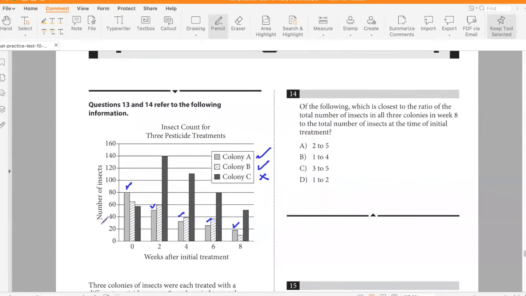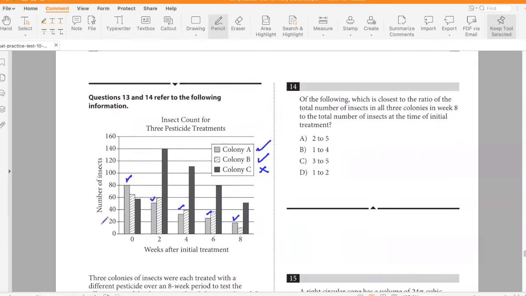Of the following, which is closest to the ratio of the total number of insects in all 3 colonies in week 8 to the total number of insects at the time of initial treatment? Okay, so for this, it would be 20, 10, and 50. So that's 80 total in week 8. And here it's 80. And then I can take 120.